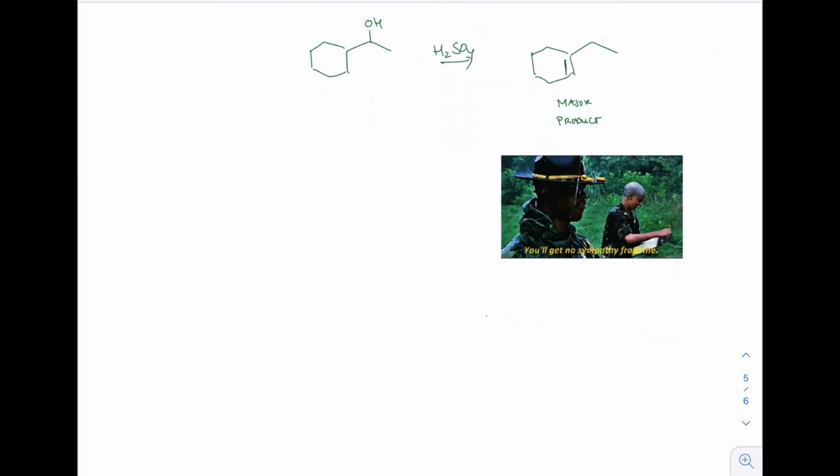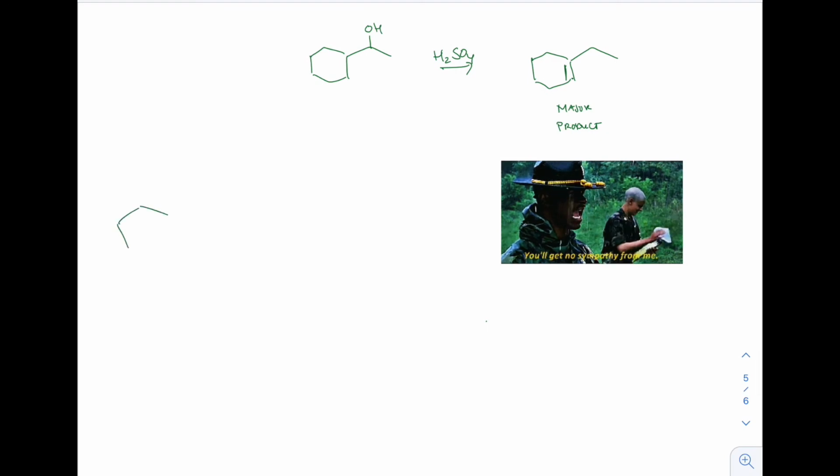Draw the alkenes, right? What if I told you that the major product was this one right here? What, Jess? What are you talking about? This is the major product? Why am I being a major pain in your butt? Y'all ever seen Major Pain? It's a fantastic movie. You'll get no sympathy from me.